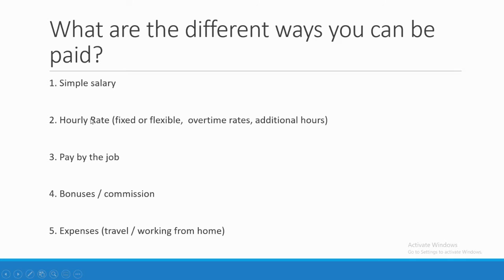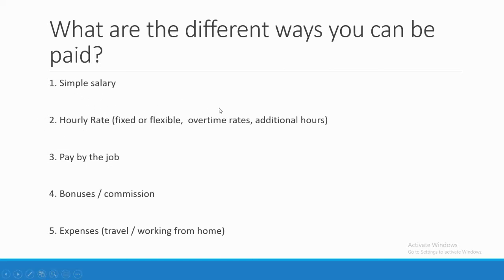You could also be paid on an hourly rate. Quite often part-time work is paid on an hourly rate. Your hours could be fixed, so you're told how many hours you work every week, and those are the hours that you're paid for. Or they could be flexible, so there are certain jobs which don't have the same amount of hours each week. You might be on an on-demand basis, so you work a certain amount of hours and you get paid for whatever hours you've worked.